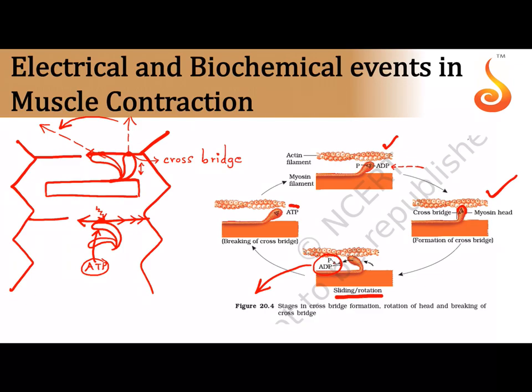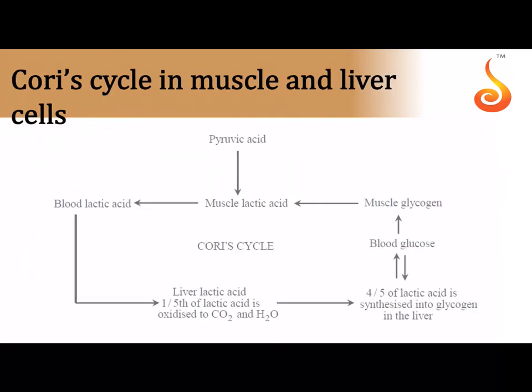So therefore you can see here ATP has come and bound to the head, and the head has become detached from the actin filament. So it appears as if the myosin and the actin filaments are sliding past each other. That's why this theory is the most widely accepted theory of muscle contraction. It is called the sliding filament theory of muscle contraction.